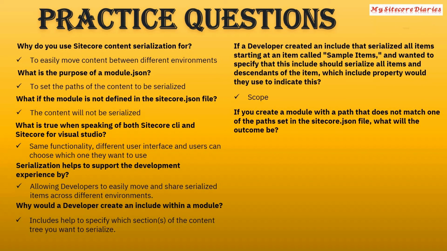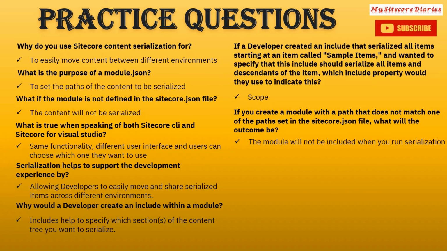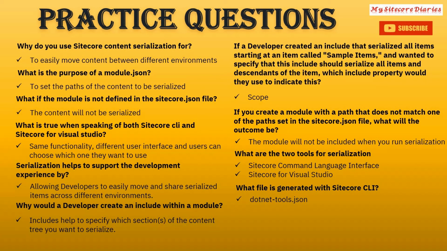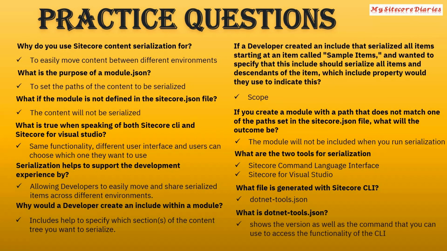If you create a module with a path that does not match one of the paths set in the Sitecore JSON file, what will be the outcome? The module will not be included when you run the serialization. If the path is not matching, then that will not get included into the serialization. What are the two tools for serialization? CLI, that is command line interface, and Sitecore for Visual Studio. What file is generated with Sitecore CLI? .NET-tool.json. What is .NET-tool.json? It shows the version as well as the commands that you can use to access the functionality of the CLI.